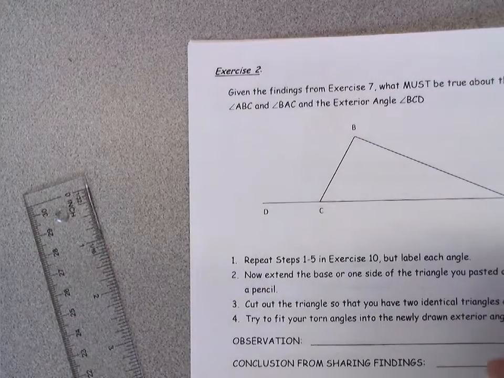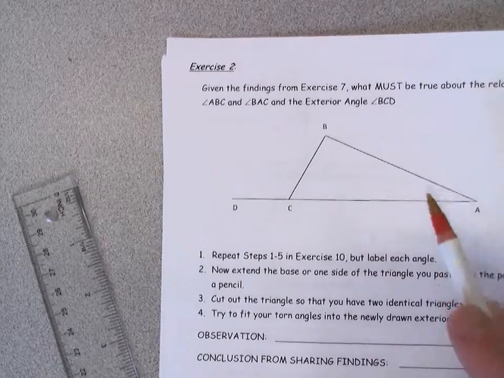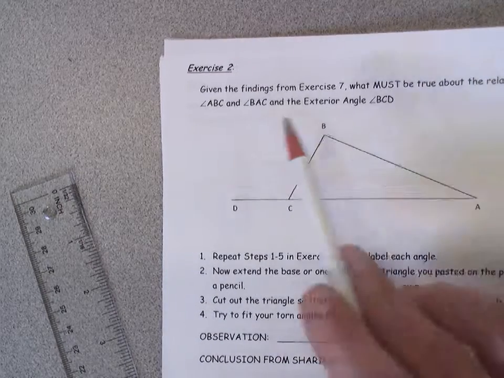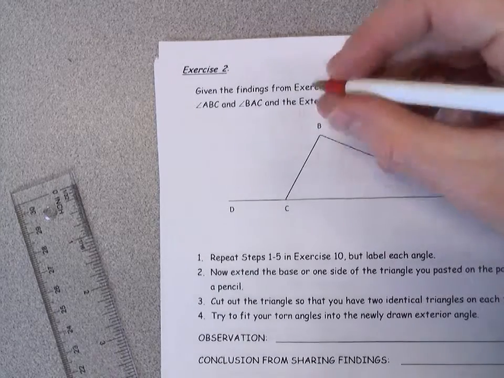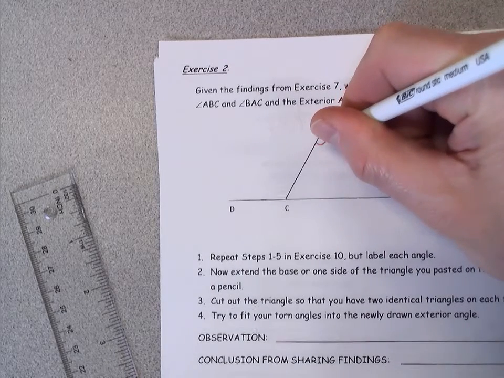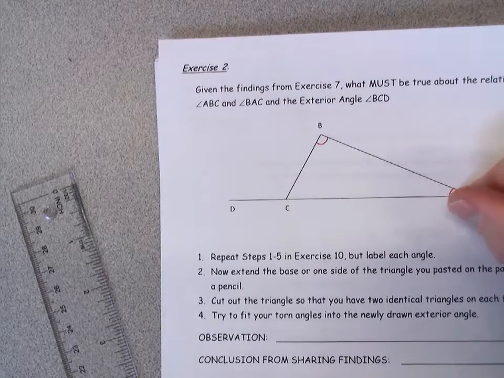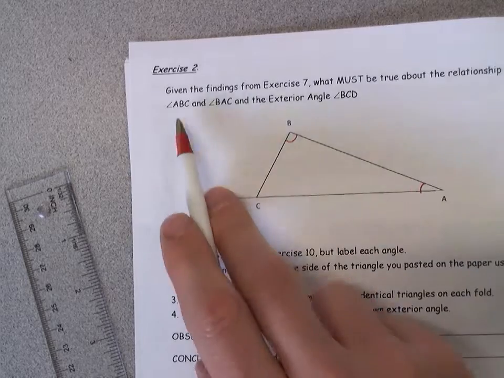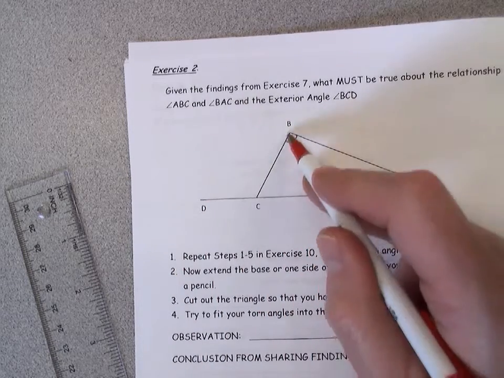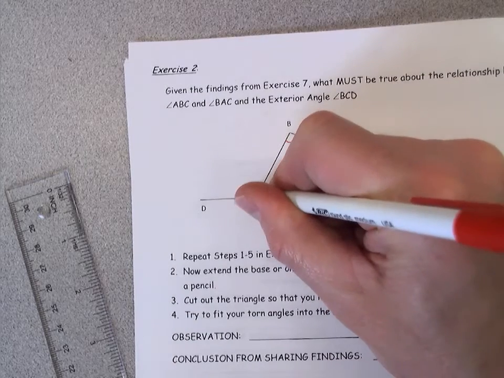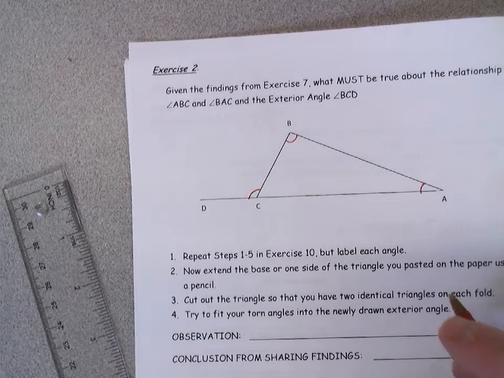Okay, so now let's move to exercise 2 in here. Says, given the findings from exercise 7, that was the last one here, what must be true about the relationship between angle ABC, so that is this angle here, angle BAC, that's this angle here. Notice the middle letter is what we always, and exterior angle BCD. That means this angle here. What is the relationship between them?